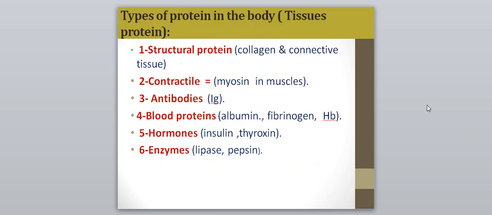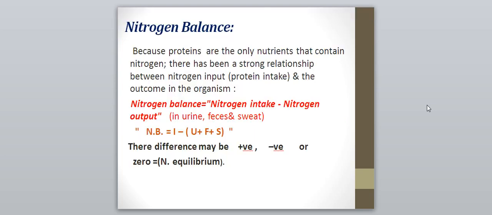So what are the types of protein in our body? We mean the tissue protein. There is structural protein like collagen and connective tissue proteins, contractile proteins as in myosin in muscles, antibodies as in immunoglobulin, and blood proteins like albumin, fibrinogen, and hemoglobin. There are hormone proteins like insulin and thyroxine, and we have the enzymes lipase and pepsin.